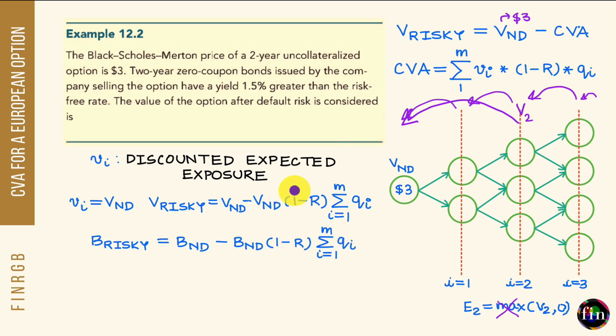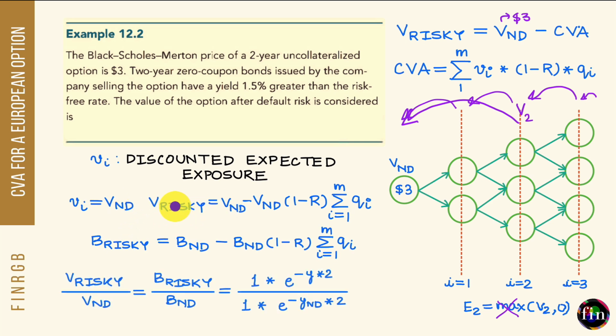Okay, look at these two equations, and in these two equations, if I were to respectively for each equation take this guy common, then on the left hand side it will give me this equality that V risky over VND is equal to B risky over BND. Both of these are simply equal to 1 minus R times the total probability of default. Okay, now this guy can be easily calculated.